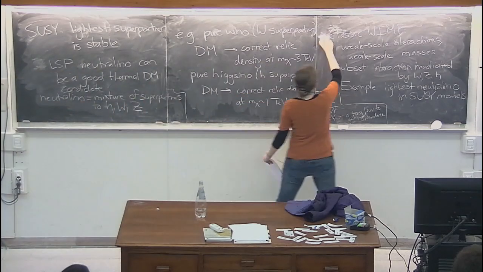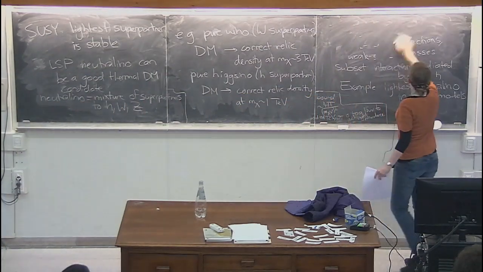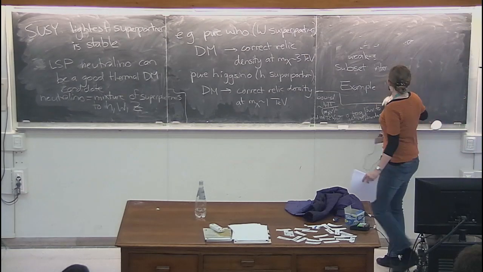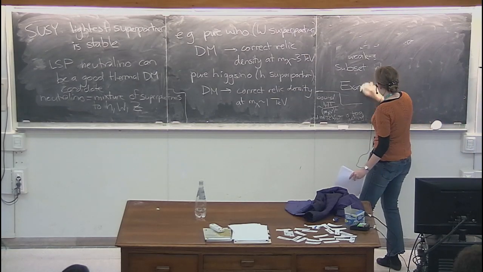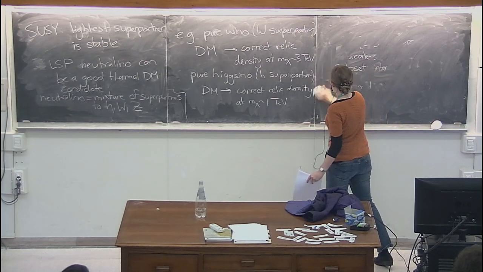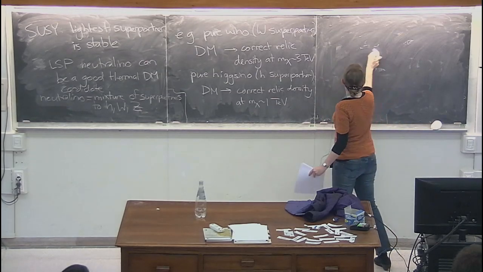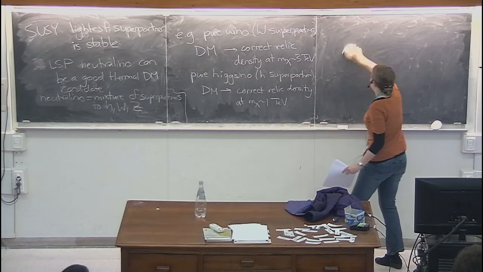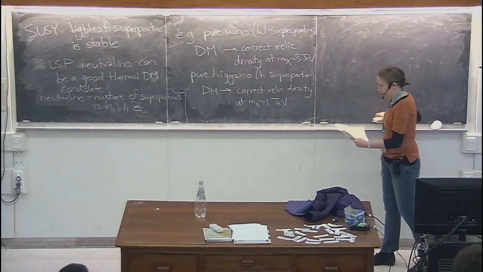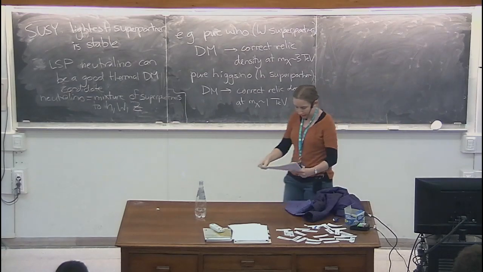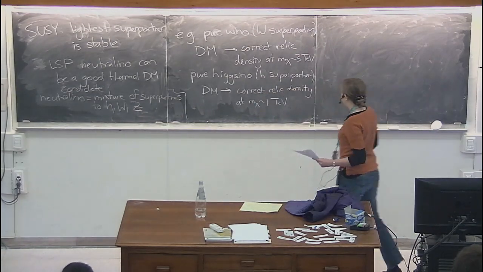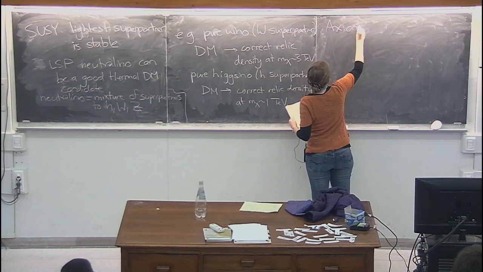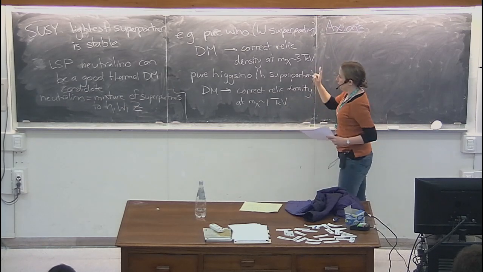Let's talk about the other end of the spectrum and talk about ultralight, cold, non-thermal dark matter. And in particular, let's talk about this from the example of axion dark matter. So, actually, I will make one more last comment on this.